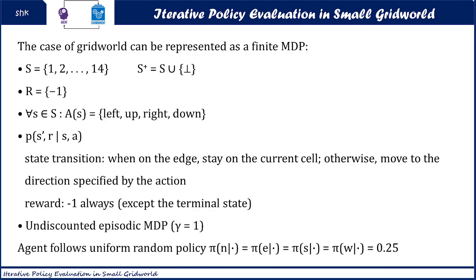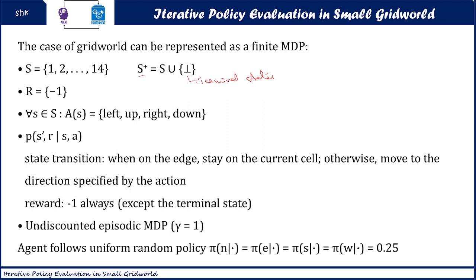The small grid world we are representing as a finite MDP, where the set of states S is equivalent to 1 to 14, and the next state, that is S plus, includes apart from these 14 states two more states which are terminal states. So in our example, we are considering two terminal states. So in total, we are going to have 16 states.